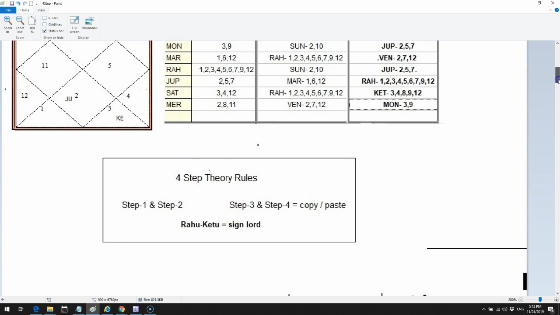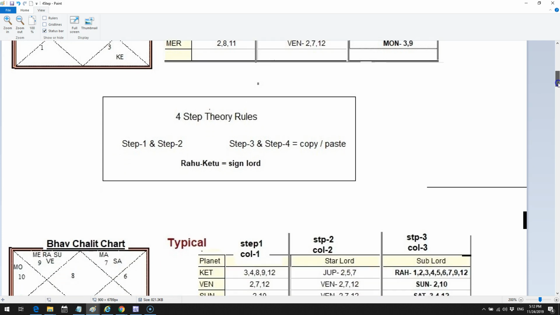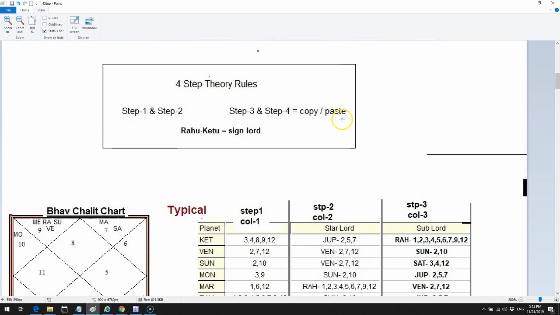So now in the four step theory rules, one of the things you have to basically understand is step 1 and step 2. If you have understood step 1 and step 2, then step 3 and step 4 are nothing but a copy and paste of step 1 and step 2.